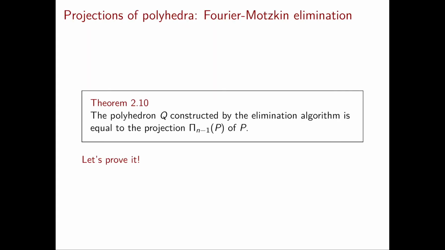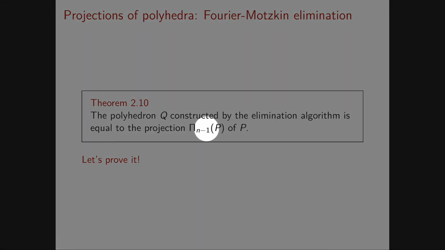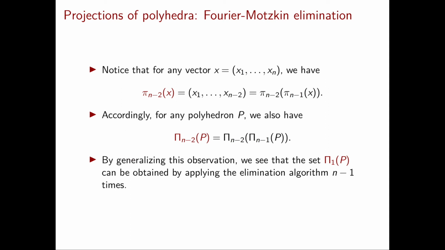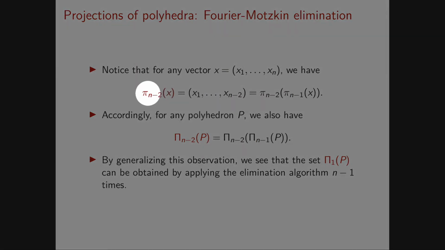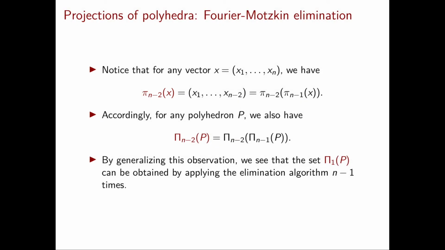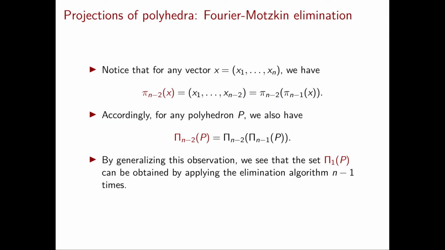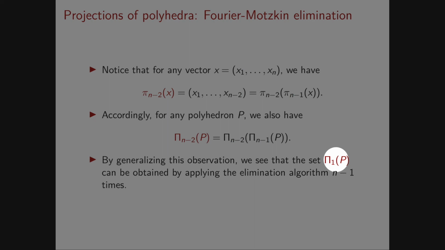Thanks to theorem 2.10, now we know how we can construct the projection pi n-1 of a polyhedron P. Applying this technique recursively, we can then construct pi n-2, pi n-3, and so on and so forth until pi 1. This follows because the projection pi n-2 of a vector x is clearly equal to pi n-2 of pi n-1 of x. And accordingly, the projection pi n-2 of a polyhedron is equal to pi n-2 of pi n-1 of P. Therefore, applying the elimination algorithm n-1 times, we obtain the set pi 1 of P.